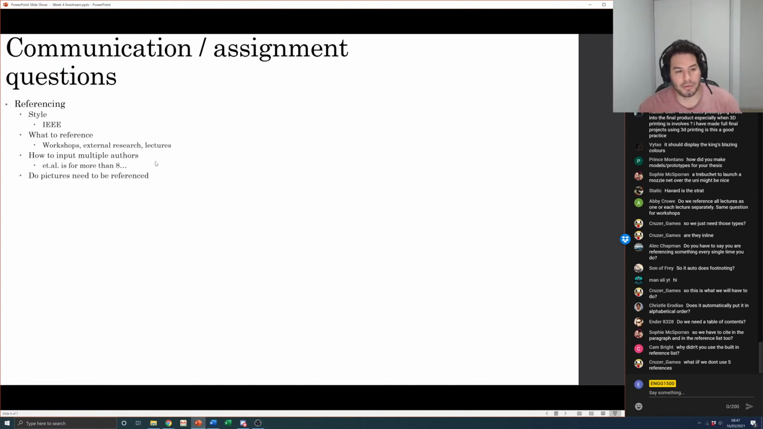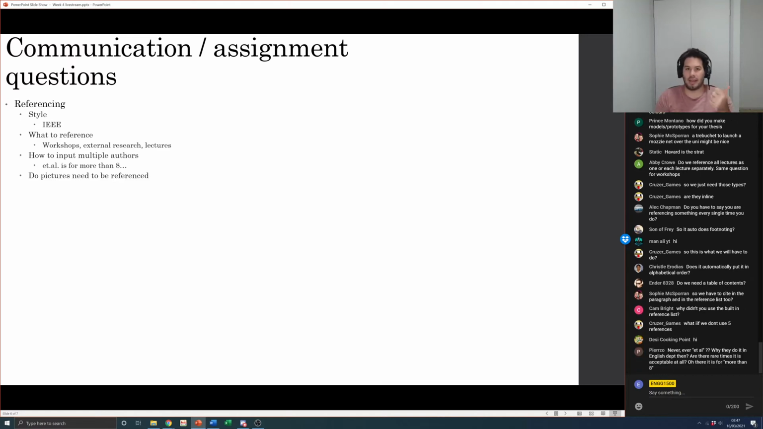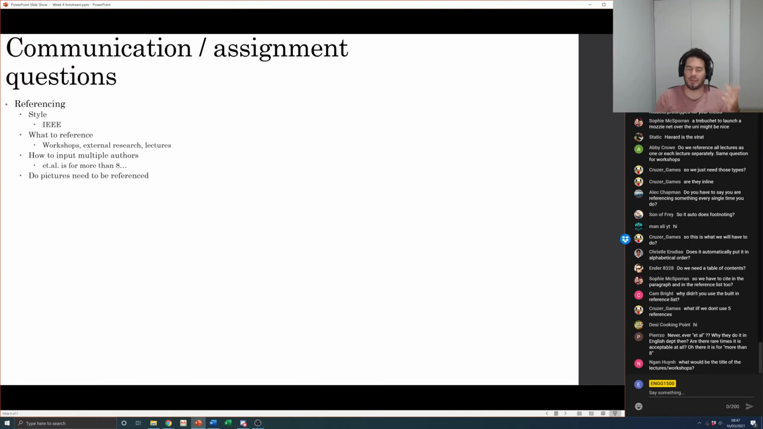How to put multiple authors in. So I showed you how to put multiple authors in. You generally don't, different referencing styles dictate when you're allowed to use et al. So some papers and things will have hundreds of authors and you don't want to write them all down. But depending on the referencing style, where you get to write et al. changes. So I think for IEEE it's like 3. For APA, I think it's 8, and for some other ones, it's like 13.